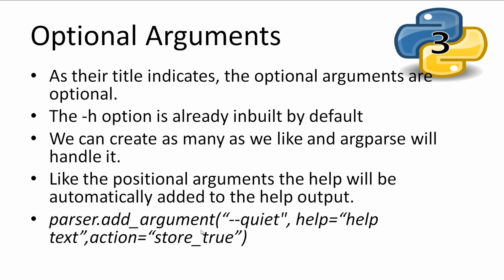Optional arguments are just like they sound. Optional. As an example, the dash h or dash dash help option that is inbuilt into Argparse is optional. You do not have to use it every time you run the program, only when you need help. We can create as many options as we like and Argparse will happily handle them. And just like the positional arguments, the help will automatically be added to the help output. In this example, we have a dash dash quiet option that will give a minimalistic output to the console.